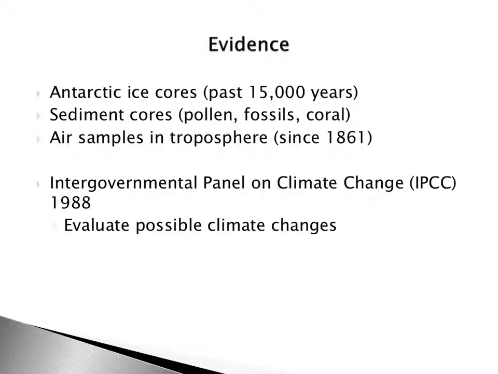How do we know this is occurring? Well, for the past 15,000 years, we can take a look at Antarctic ice cores. They drill down into the ice, measure the levels of CO2 in there, and figure out the temperatures based on that. Sediment cores, they can look at, so drilling down into the ground, pollen, fossils, coral, and really dig into the fact that climate has changed over time.